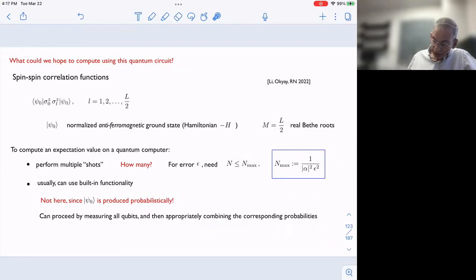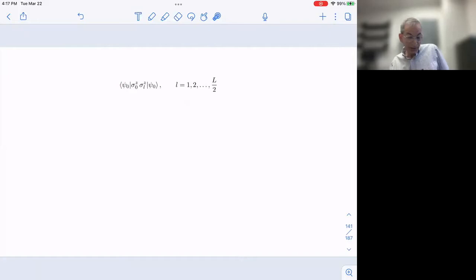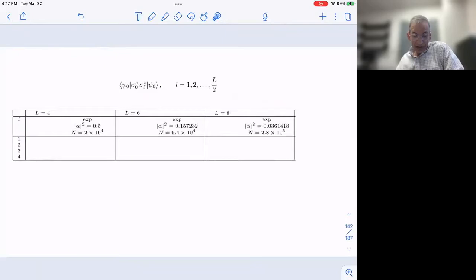Okay, so then let me show you the results that we found on the simulator. So we were interested to compute this spin-spin correlation function. And we put our results in a table. Because as I mentioned, the simulator is limited to 30 qubits, we can only go up to size L equal to 8. So here's L equals 4. I'll fill in the rest of the table, but here we'll put L equals 4, L equals 6, L equals 8.